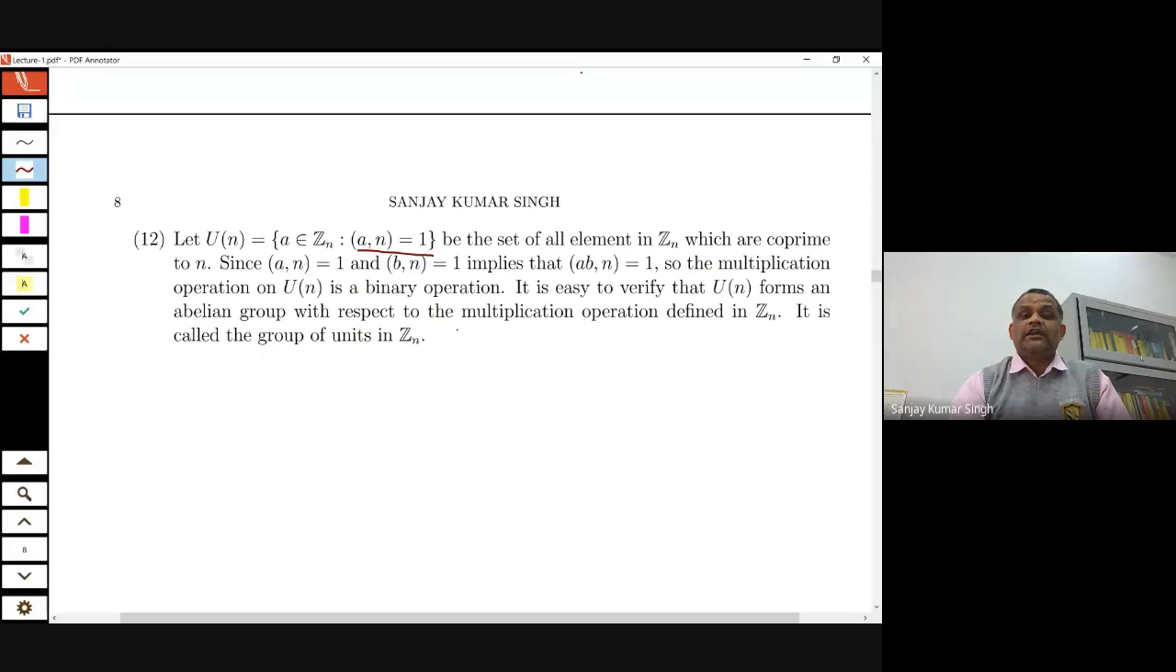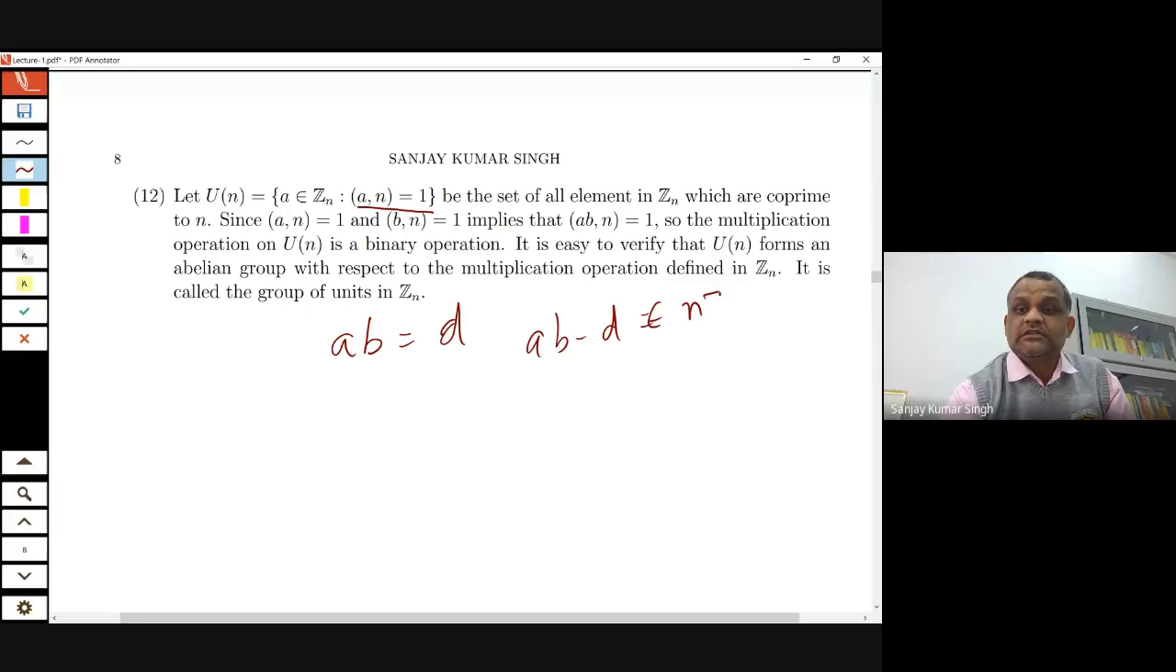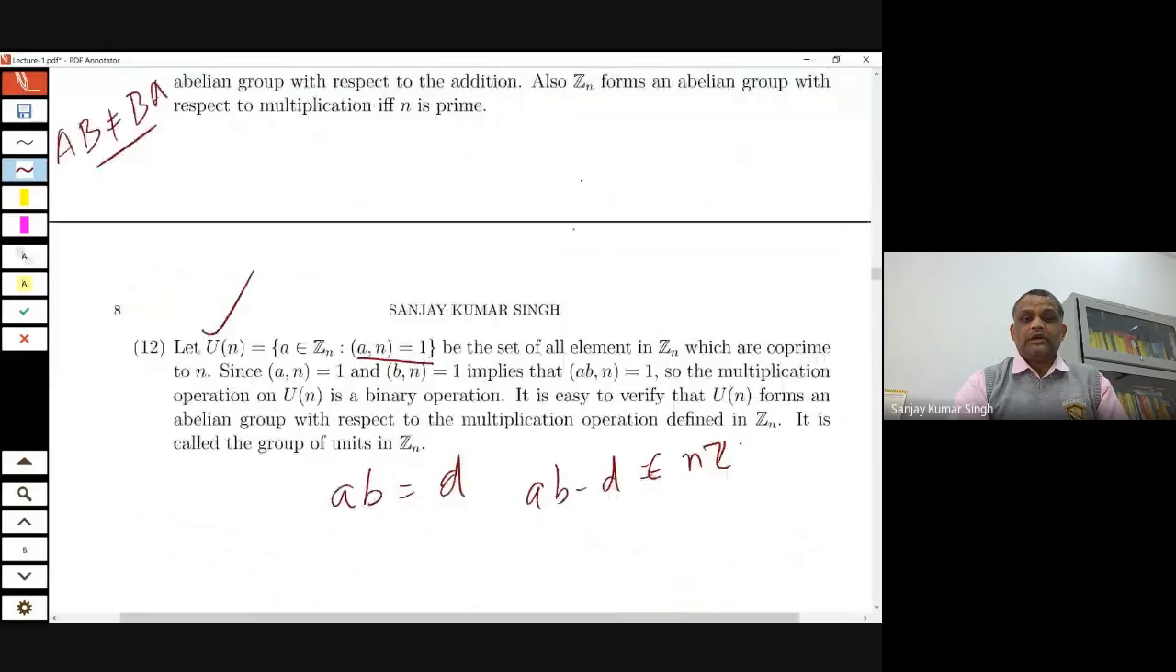And I can define an operation, which is basically a multiplication operation, a times b, which is just d, where a times b minus d is divisible by n. With respect to that multiplication operation, we can verify that this set is actually a group. But Z_n with respect to multiplication is not a group.